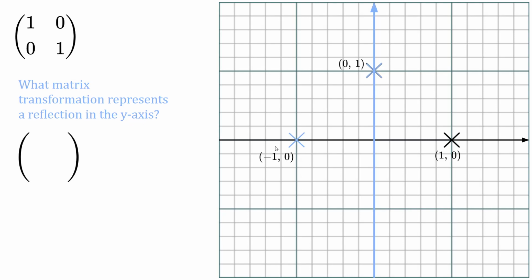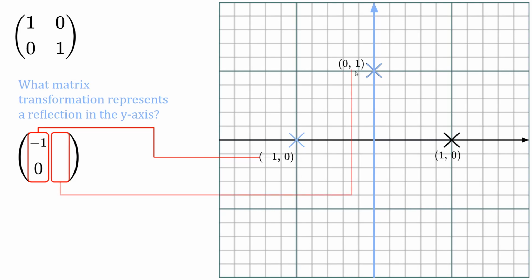So let's have a look. I'm going to do this one with you a bit slower. Remember, always starting from this point, where does it move? Well, 1, 0 moves to minus 1, 0. So let's plug in a minus 1 there, from here to here, and then a 0. And now this point is the next one, so second column. It goes to 0 and then a 1, like that. And that matrix represents a reflection in the y-axis.